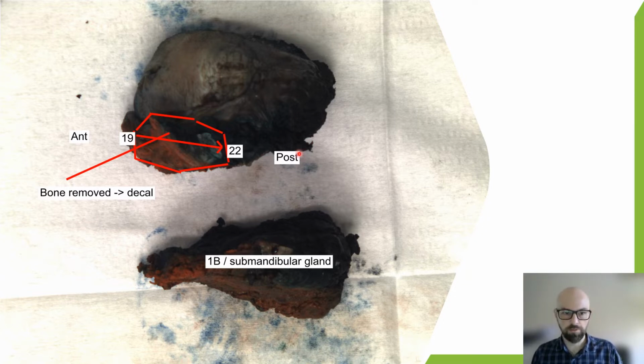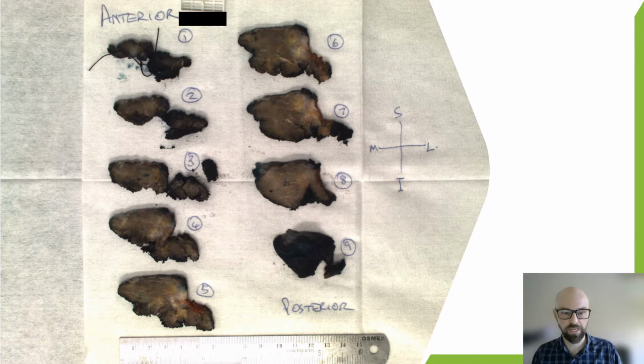And then we slice through the tongue in a fashion which we call bread loafing. So we end up with these slices laid out consecutively. They're about 3 millimeters thick. And we can see the tongue cancer around here.